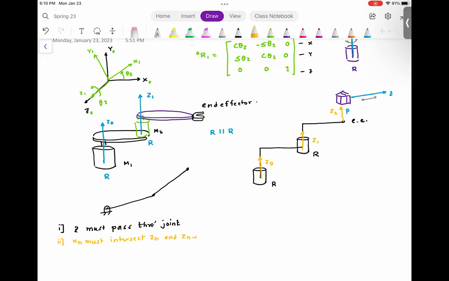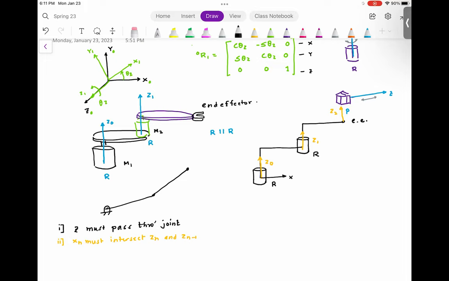For an example, remember, if I'm drawing X1, X1 should intersect Z1 and Z0. Xn should intersect Zn and Zn minus 1. Everyone understood this? Now let's take a look at the first joint. First joint is the zeroth frame, where we don't have any minus 1 frame. We don't have X minus 1. We don't have Z minus 1. Our first frame is Z0. So in this case, X0 does not matter because we don't have X minus 1 or Z minus 1. So my X0, I'm going to draw something like this.